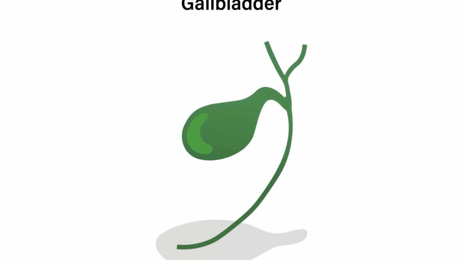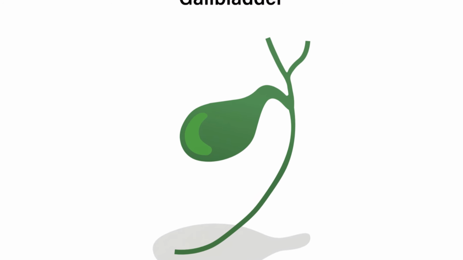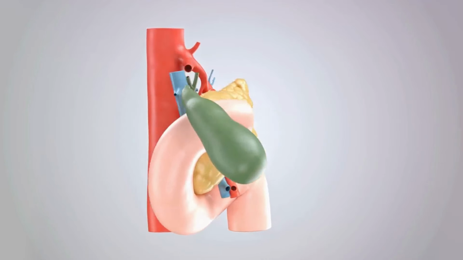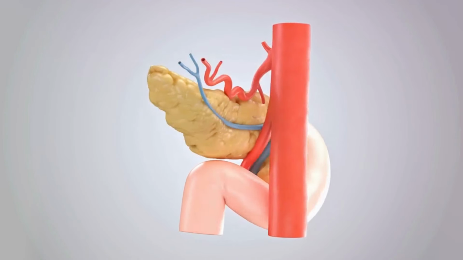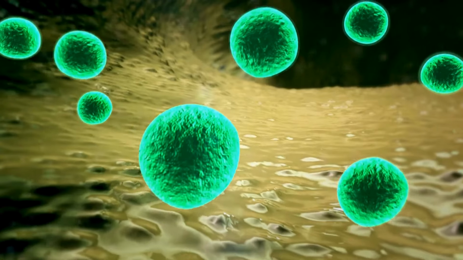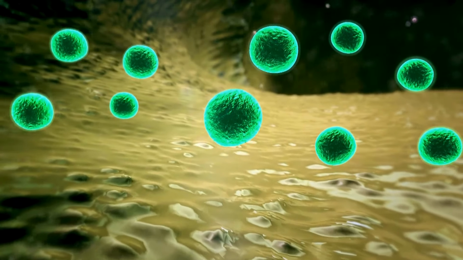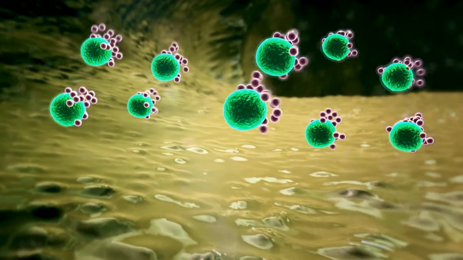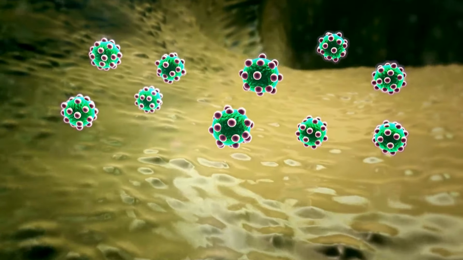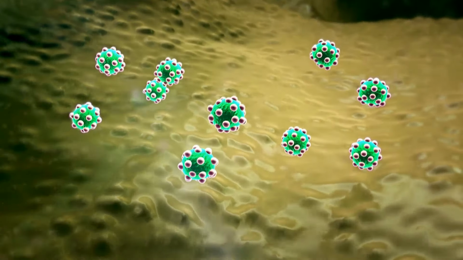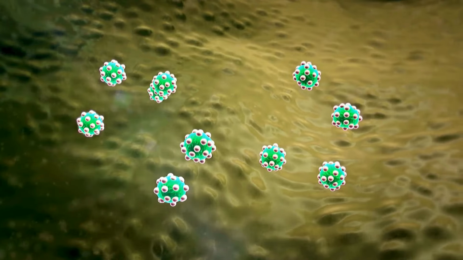When food, particularly fatty food, enters the small intestine, the hormone cholecystokinin is released. This hormone signals the gallbladder to contract and release concentrated bile into the small intestine through the bile ducts. The bile then aids in the digestion and absorption of dietary fats and fat-soluble vitamins A, D, E, and K.